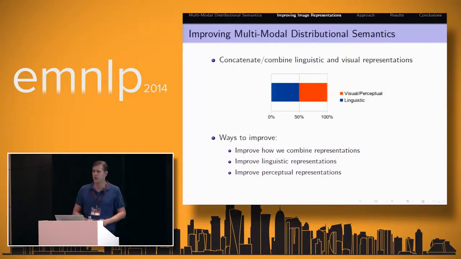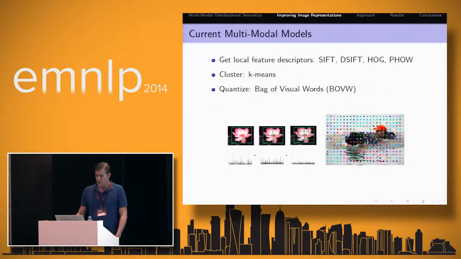If you look at this picture, there are three obvious ways to improve it. You either improve how you mix it, which is something that we did at the last ACL conference, or you improve the linguistic representations, which is a very active area of research. I think lots of papers at this conference are about doing just that. Or you improve the perceptual representation, and that's something that not a lot of people have looked into. So that's exactly what we did.